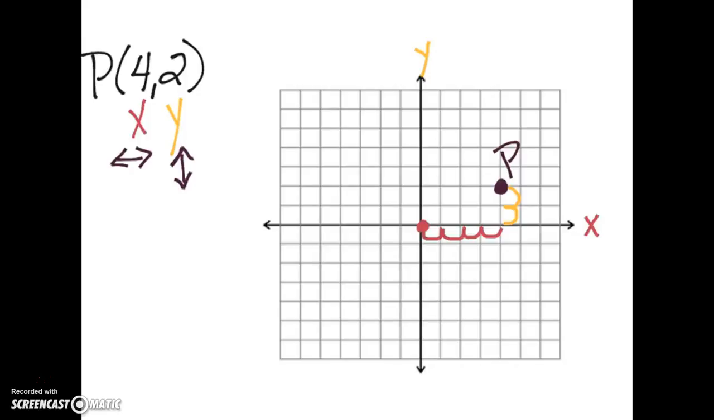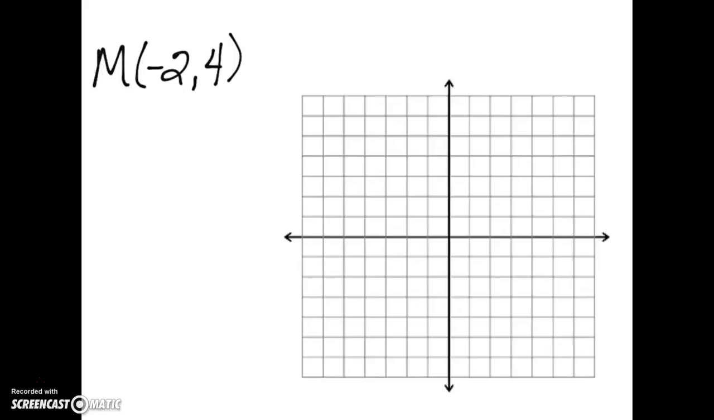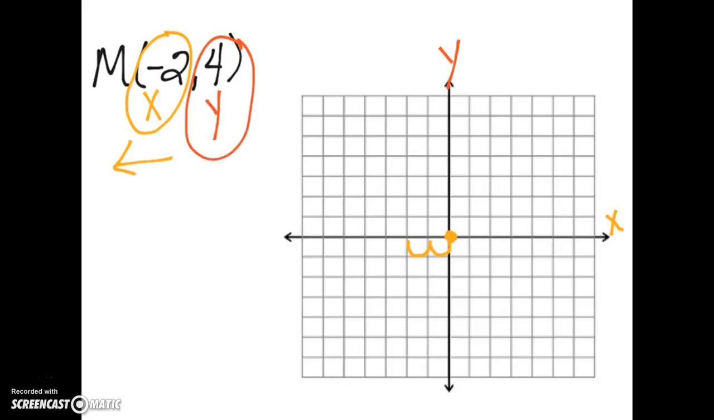Okay, so let's try another example. Here we have point M, (-2, 4). Again, we're always going to start with our x-axis. So our x value is this first number, and you'll notice that this time it's a -2. So we start at the origin in the center here, and we are counting to the left 2 because this is negative. So I have to do that first. 1, 2. Then I have to go with my y value, and I'm going to count that on the y-axis, and it is +4. So I am going to go up 4.